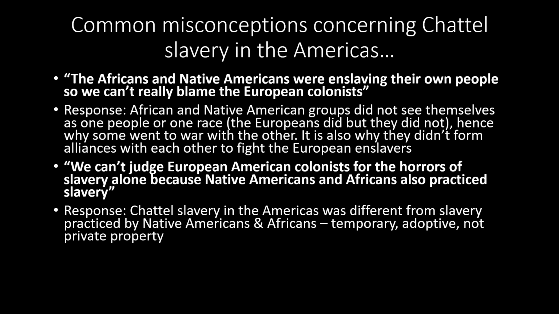one thing to keep in mind is that generally speaking here, I'm more familiar with how slavery was practiced in Native American societies, although I'm not as familiar with Africa.